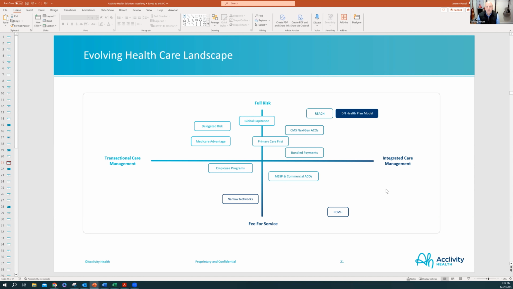If you're nearer the top of this chart, that's global risk. If you're nearer the bottom, then the chassis that the plan design is built around is fee for service. So there would be a fee schedule, and it's really a volume game with some perks tied to it.